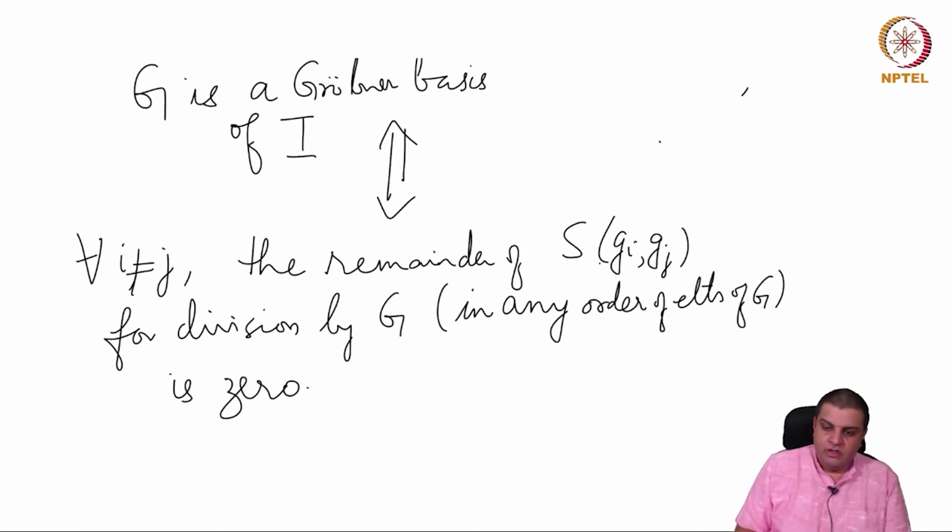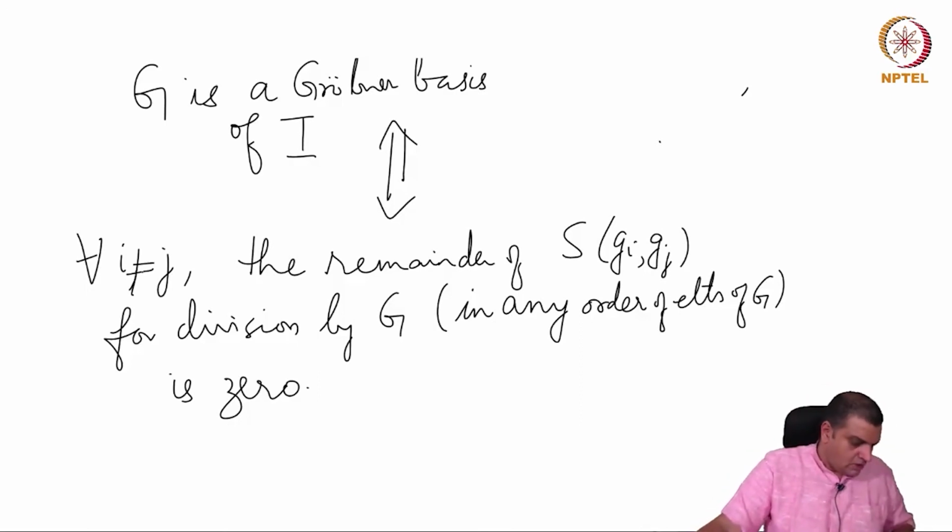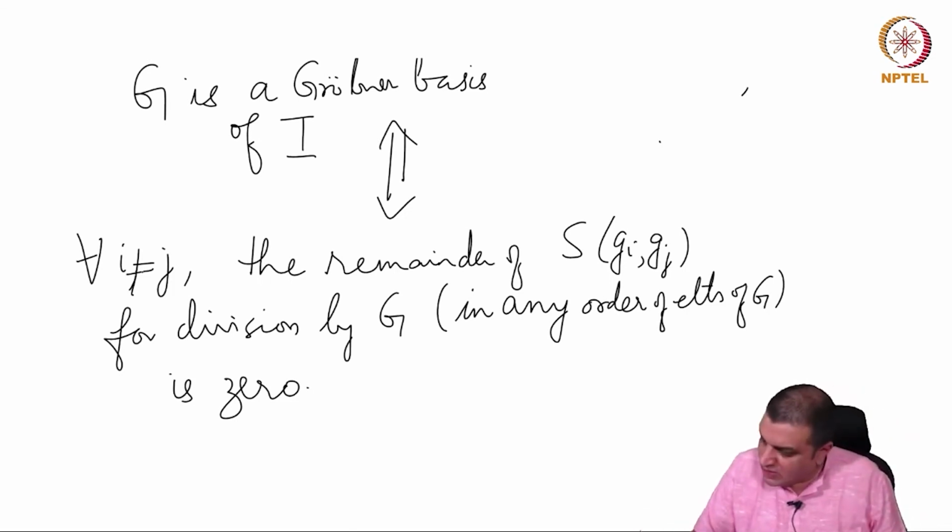This is slightly longer to write than to say. We take the S-pairs for arbitrary i different from j, and then we just run the division algorithm by the elements of G in some order, independent of the order. The remainder should be 0. We'll quickly describe the Buchberger algorithm to compute a Gröbner basis, which is based on that theorem.